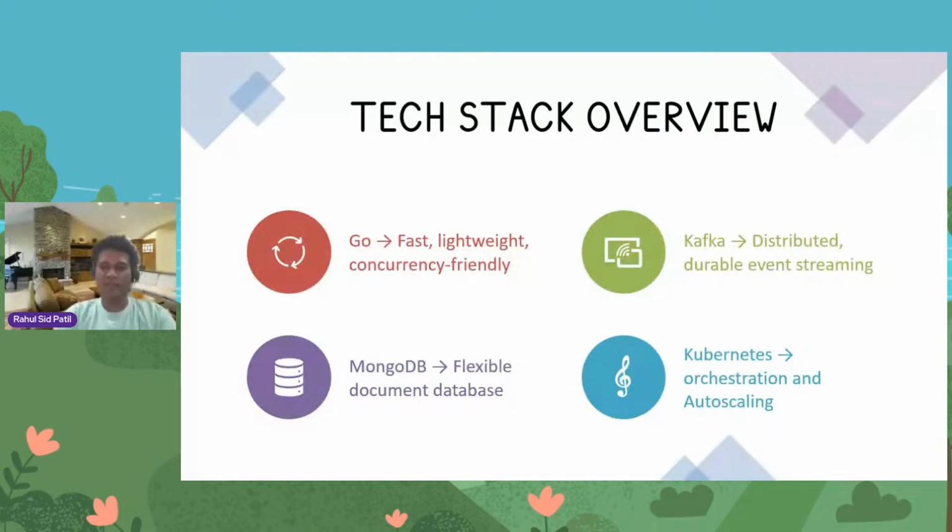And finally, everything runs on Kubernetes, which helps us orchestrate, deploy, and auto scale the pipeline components as needed. This stack is battle tested and gives us everything we need to build a pipeline that is fast, scalable, and production ready.